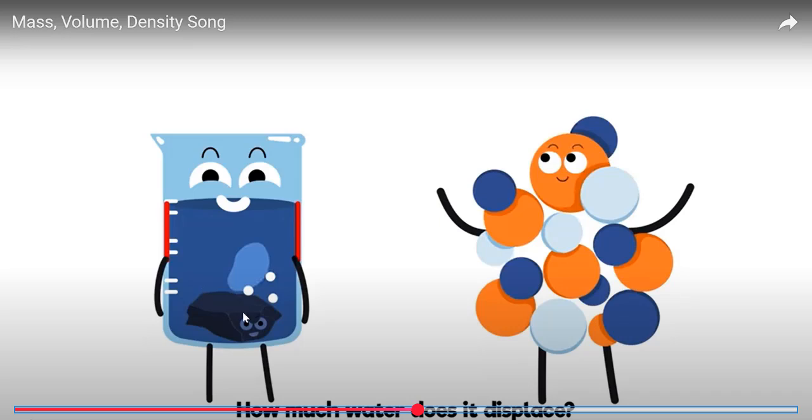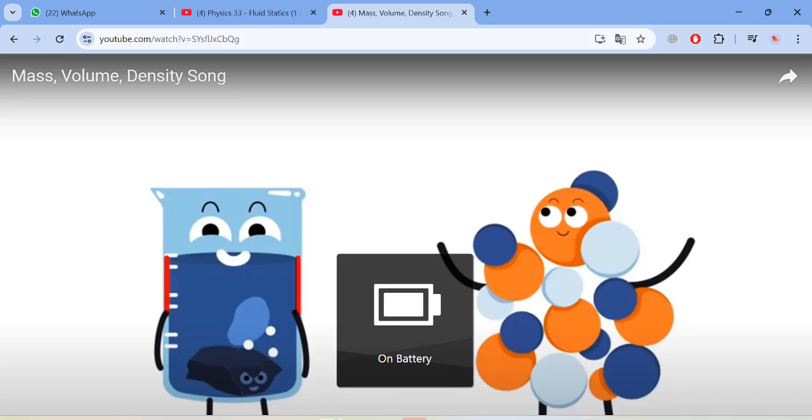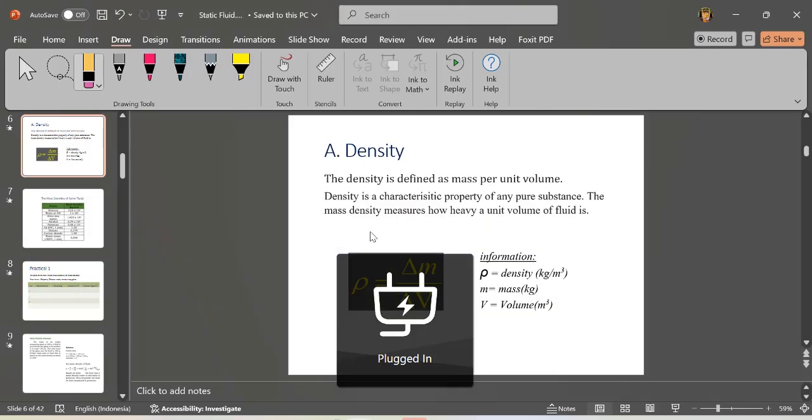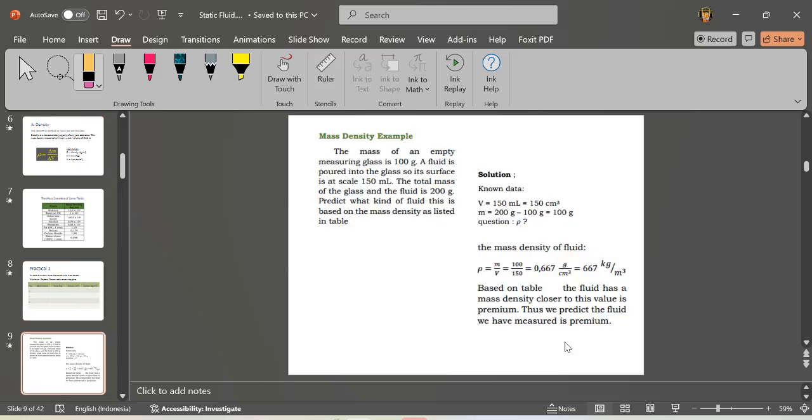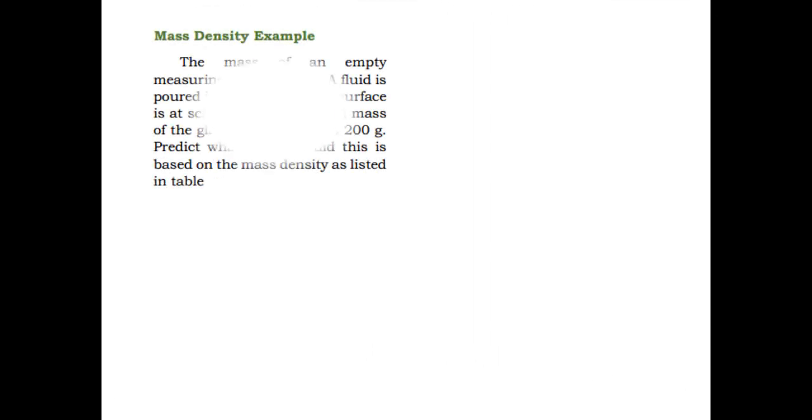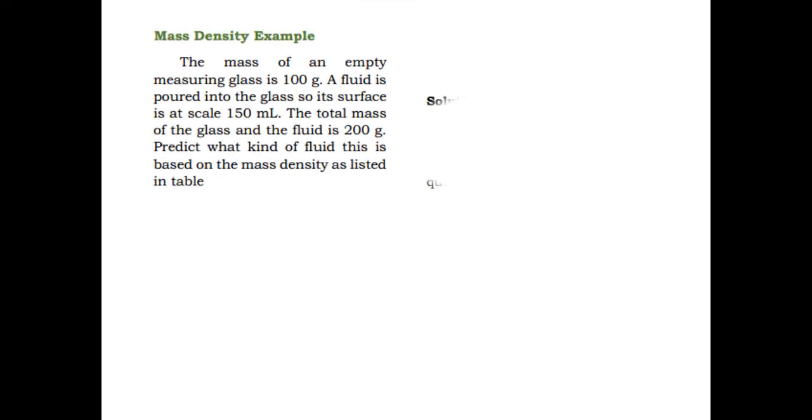And after that, when you already have mass and volume, you can calculate using the formula rho as mass per volume, then you can get the density. Okay, next, this is the example of mass density.